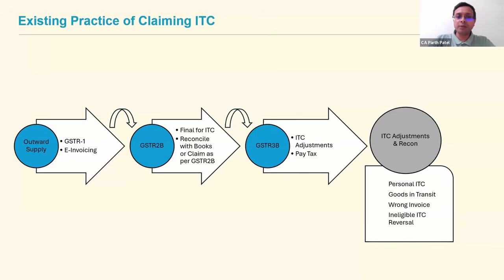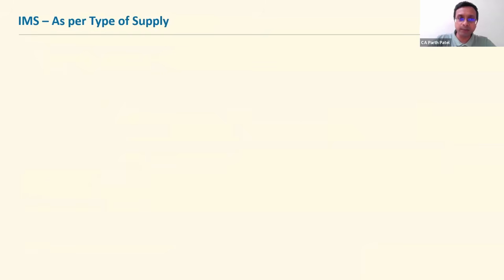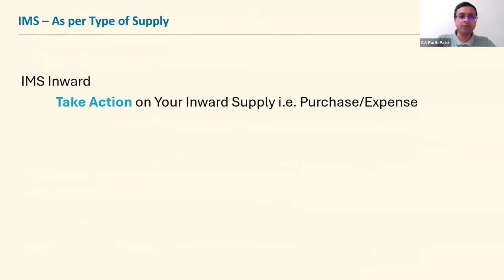Now, what is the solution to this? IMS is a clear solution to this. Let's understand the perspective of IMS. From the type of supply, there are two types of IMS available on the GST portal as of now. The first one is IMS inward. IMS inward is for purchases and expenses, that is, for inward supplies. So whatever purchases or expenses we have for a particular period, all those bills will be classified into the IMS inward section on the GST portal.